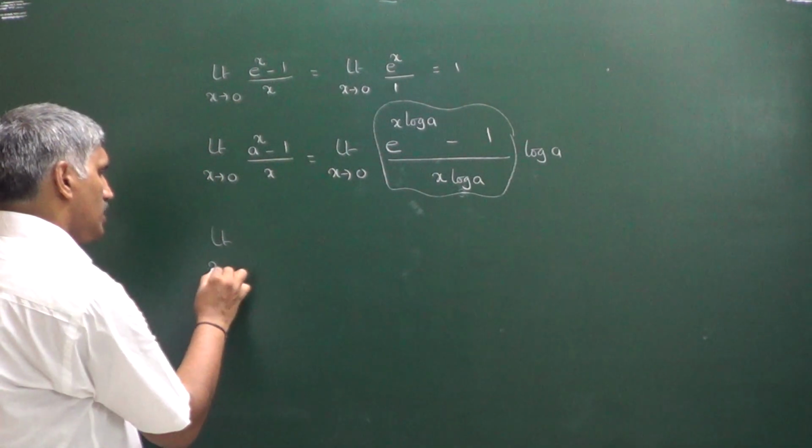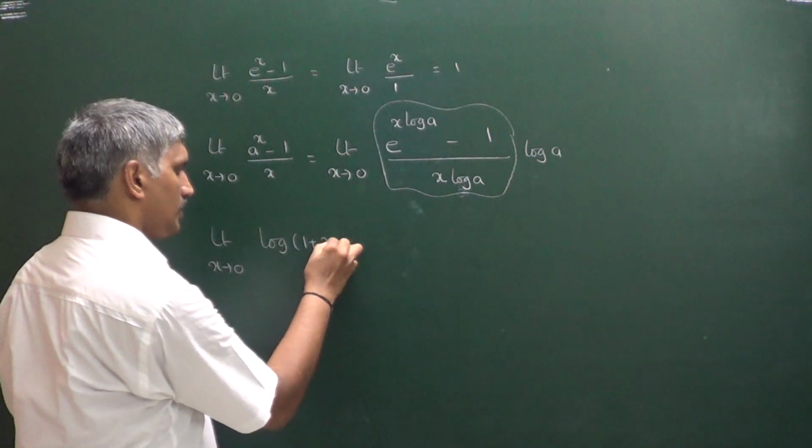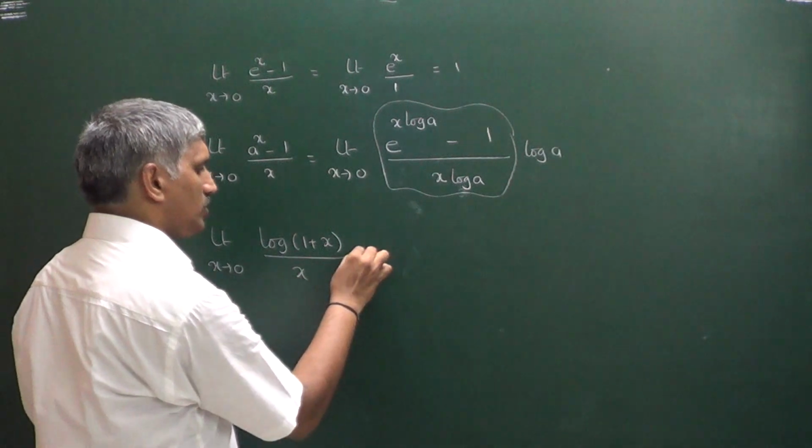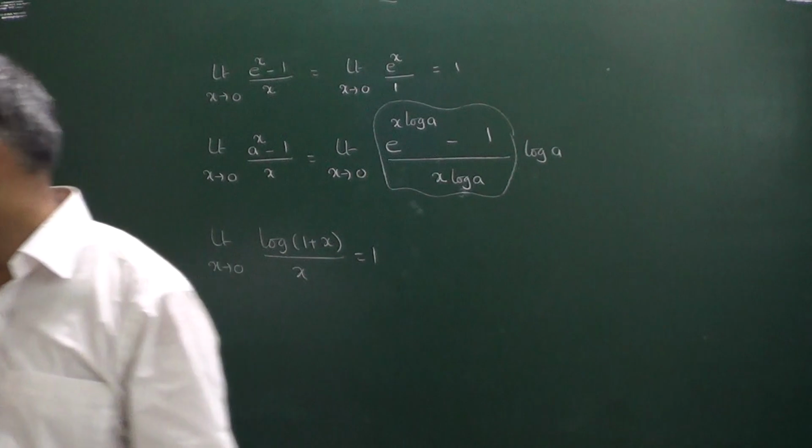At the same time, limit x tends to 0 of logarithm of (1 plus x) divided by x is equal to 1. These are some other basic standard results, better to remember.